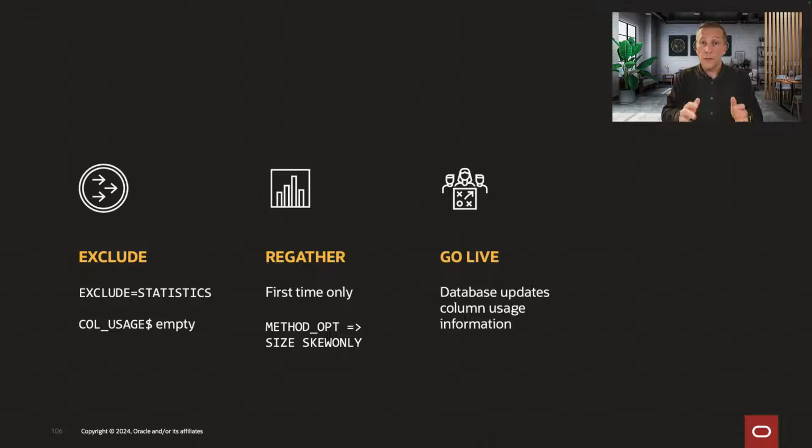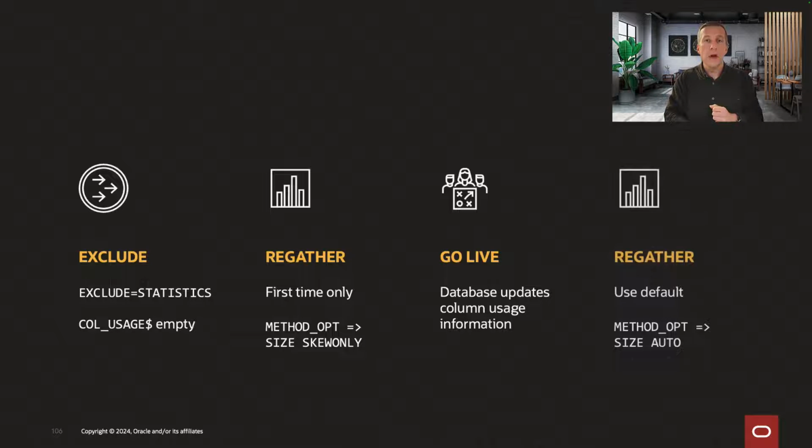Then you can go live. The users can start to use the database. They will join, they will use predicates, and now column usage information is updated in the target database. And then the following weekend, when the maintenance window opens, you can regather statistics with size auto and let the database determine, based on the column usage information, where histograms are needed. I would use this approach if you decide to regather statistics. If you are transferring statistics from the source database to the target database, you don't need to worry about this.